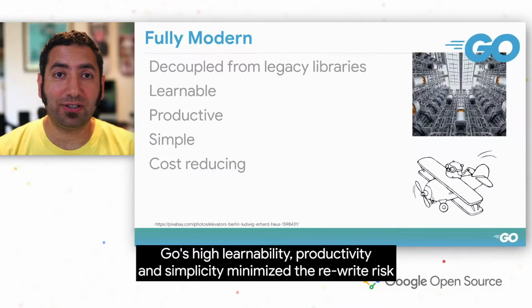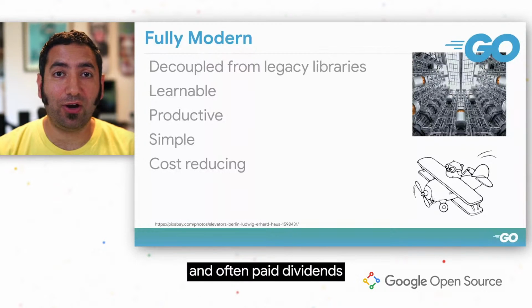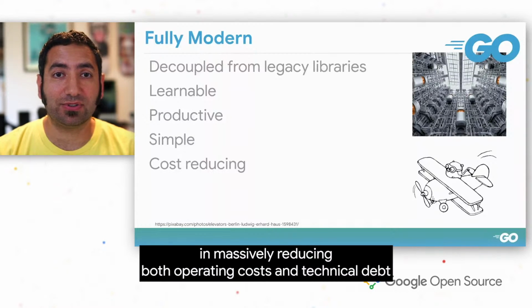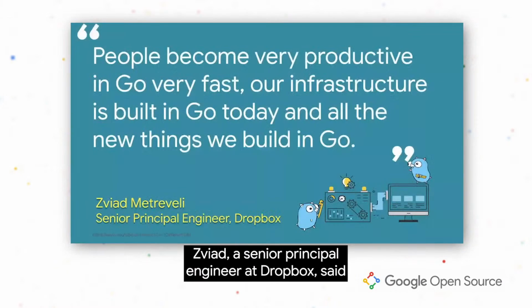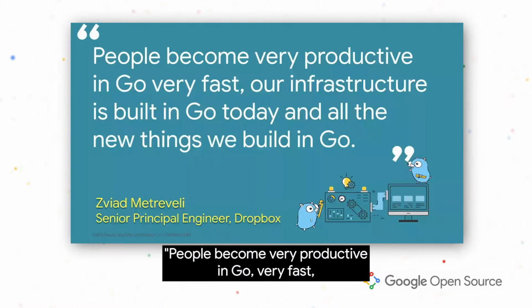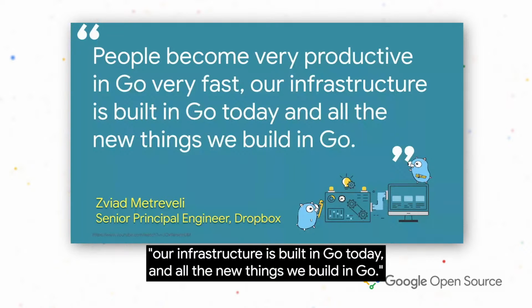Go's high learnability, productivity, and simplicity minimize the rewrite risk and often pay dividends in massively reducing both operating costs and technical debt, further minimizing business risks. Ziviad, a senior principal engineer at Dropbox, said, "People become very productive in Go very fast. Our infrastructure is built in Go today, and all the new things we build in Go."